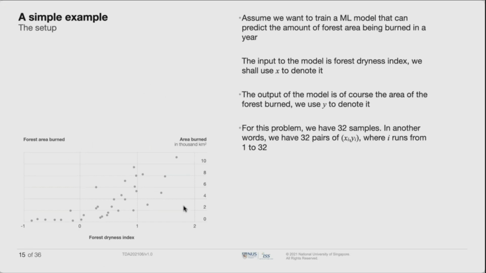In other words, we have 32 pairs of forest dryness index and forest area burned. We shall use x_i and y_i to denote a pair of these values. Because we have 32 of them, the i runs from 1 to 32 to denote the 32 pairs. Computer scientists and mathematicians usually want things to be concise. So we can in fact denote what we have said just now in this simple mathematical expression. D_train denotes the training data set we have. The curly bracket stands for a set.